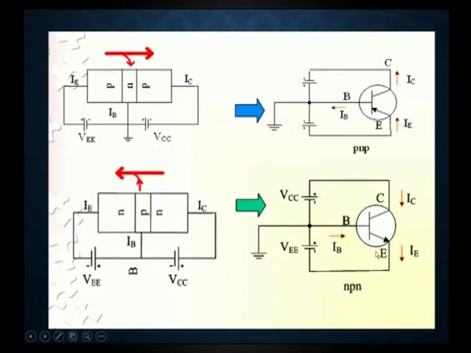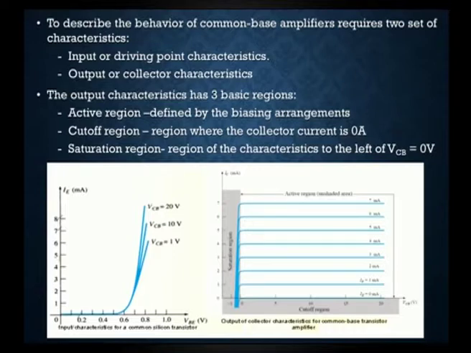Now we are going to study the characteristics of a common base configuration. They give the exact behavior of how the common base configuration works. To describe the behavior we need two sets of characteristics: one is the input characteristics, or driving point characteristics, and the second is the output or collector characteristics. The output characteristics consist of three regions.